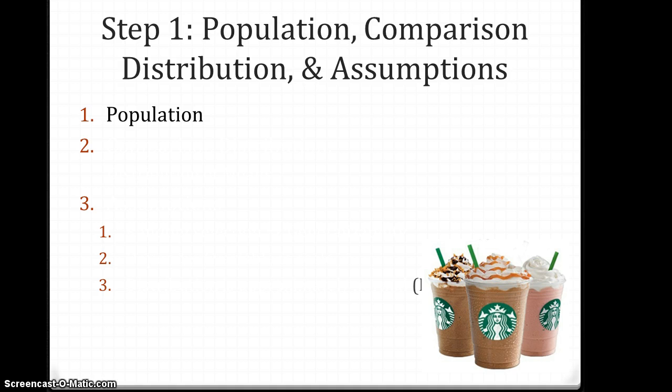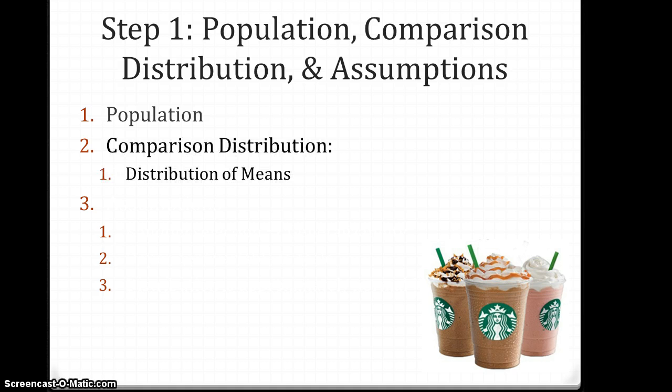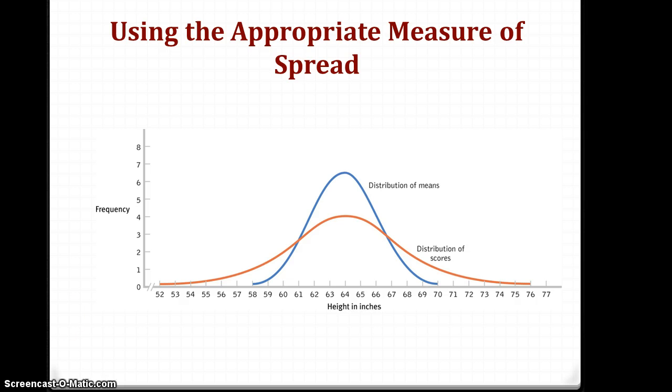The second part is we're interested in finding out what is the comparison distribution. And in our case, because we have a sample and we're taking the mean of that sample and comparing it to a population, we're actually using a distribution of means. Now that whole exercise we did with the central limit theorem, talking about how a distribution of scores is different from a distribution of means, is important here because it has implications for what distribution we're using and therefore what the standard deviation of that distribution is.